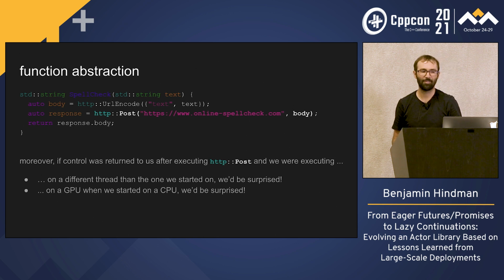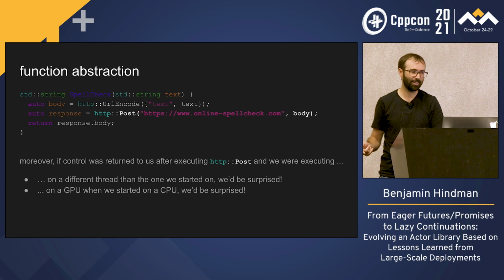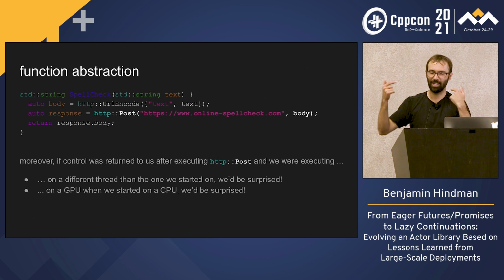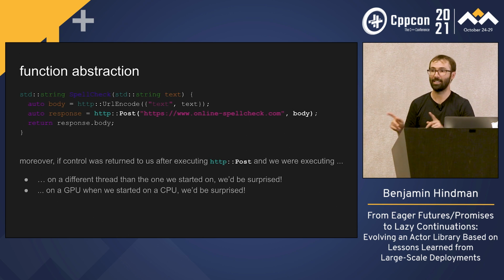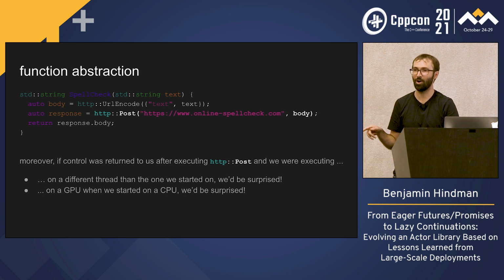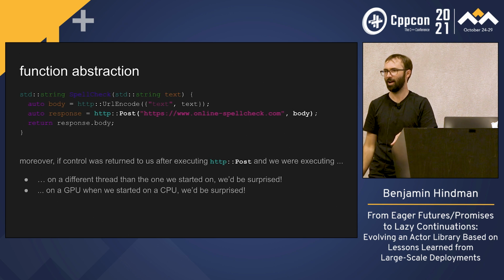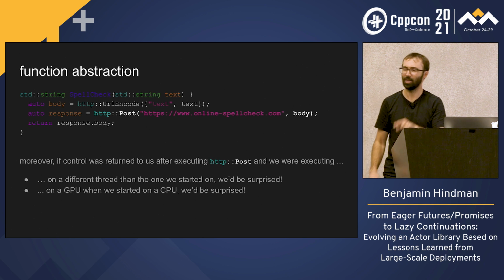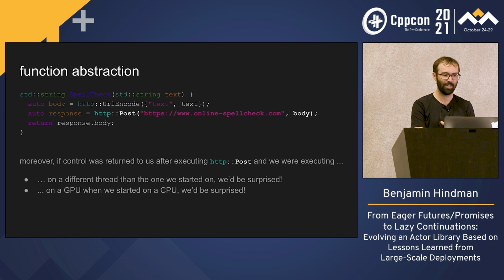On the flip side, if we had called HTTP post and the computation, when it continued, happened to be on a different thread than when we called HTTP post, I think we'd probably be pretty surprised. We'd be like, whoa, that seems really weird. Or if we called HTTP post and computation continued on a GPU, but we started on a CPU, we'd probably be pretty surprised. I think this would pretty much break the principle of least astonishment.